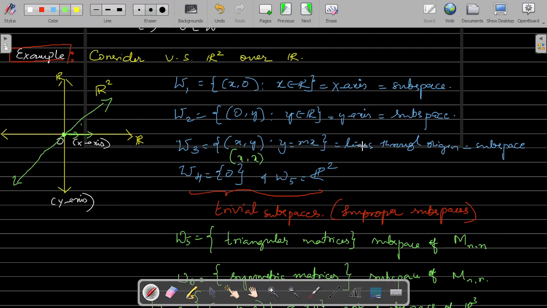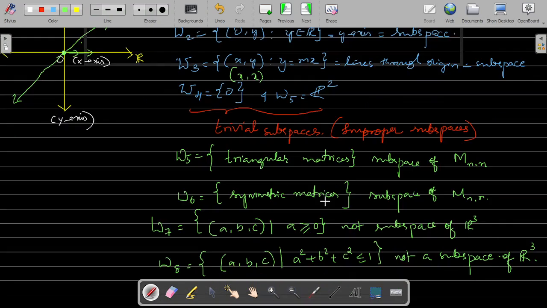It becomes a subspace. W4, the set containing only 0, the zero vector, is always a subspace. And W5, R square, the given vector space itself. These are called trivial subspaces or improper subspaces. Now, W5, the set of all triangular matrices, is a subspace of the set of all n by n square matrices. The sum of any two triangular matrices is again a triangular matrix. 0 is a triangular matrix.